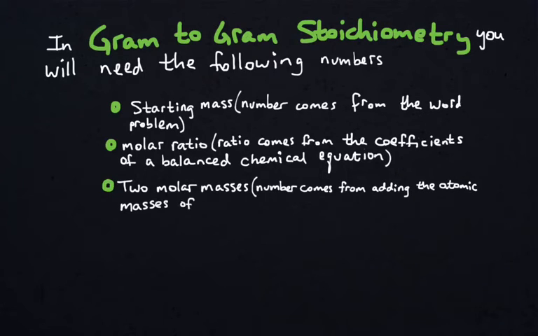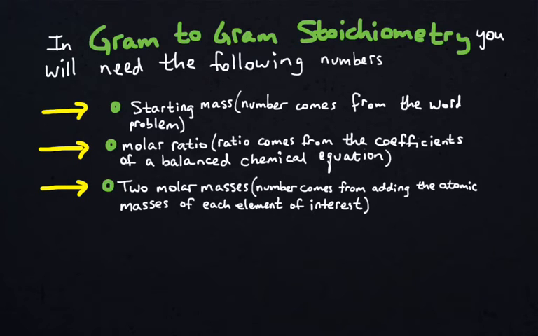You're going to add up the atomic masses of each of the elements that you care about. In a lot of these gram-to-gram stoichiometry problems in the balanced equation, there might be 4 or 5 different chemicals that you care about. You only, though, need to get the 2 molar masses of the chemicals that the question asks about. In the next example, you're going to see what I'm talking about. All right, so what do you need to review? You need a starting mass, you need a molar ratio, and then you need 2 molar masses. And if you have those 4 numbers, you can do gram-to-gram stoichiometry.